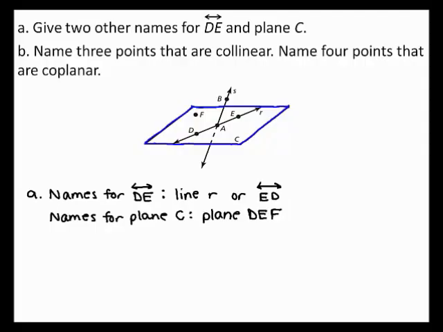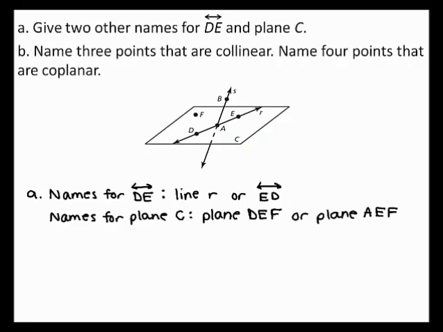In addition, points A, E, and F all lie on plane C. Points A and E both lie on line R, but point F does not lie on this same line. So, another name for plane C is plane AEF.